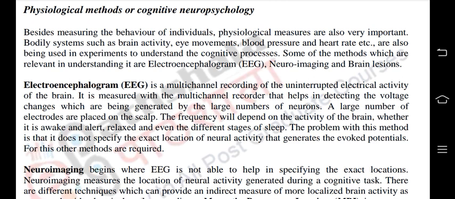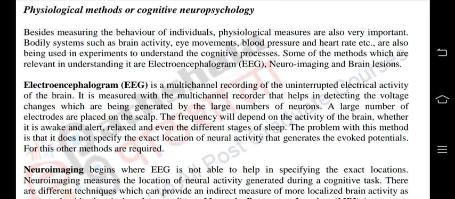So electroencephalogram, EEG, is a multi-channel recording of the uninterrupted electrical activity of the brain. It is measured with a multi-channel recorder that helps in detecting the voltages generated by a large number of neurons. A large number of electrodes are placed on the scalp. The frequency will depend on the activity of the brain, whether it is awake and alert, relaxed, and even the different stages of sleep. So all these things come under electroencephalogram, EEG.